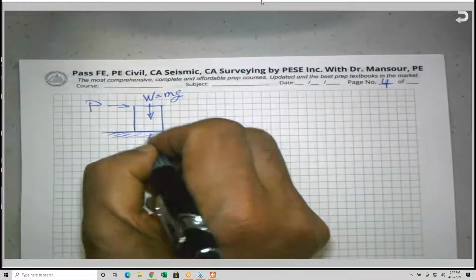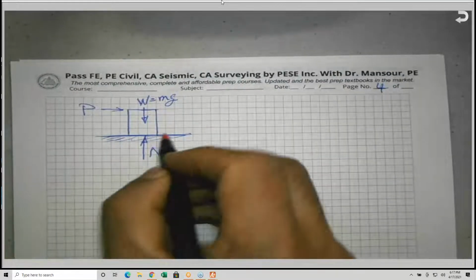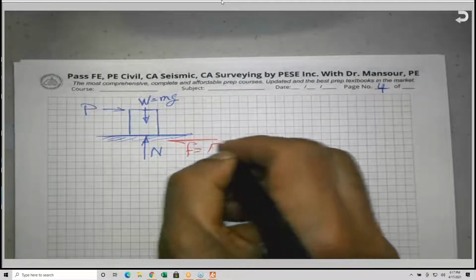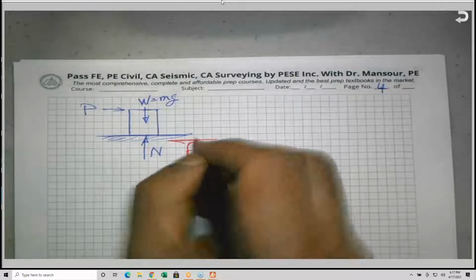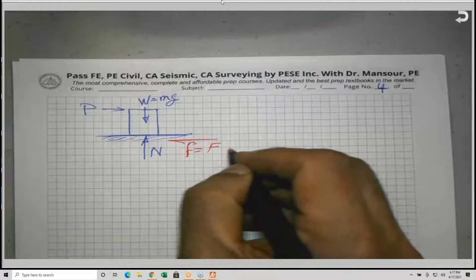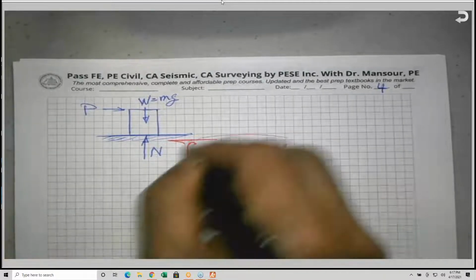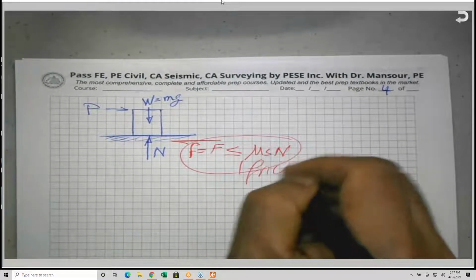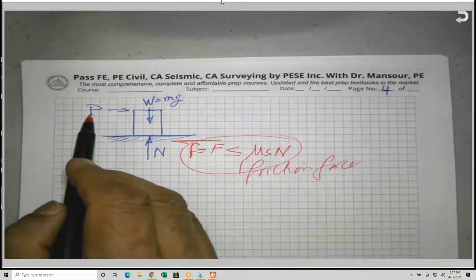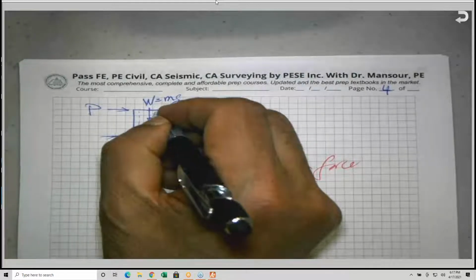We have a force here called N, the normal force, which is a reaction. And we have what is known as the friction force. This is F. He's using uppercase F. Some books use lowercase f, whatever symbol he's using is uppercase. So F is less than or equal to mu S N. This is called the friction force. If the external force P is larger than the friction force, the block will slide. It's called sliding.